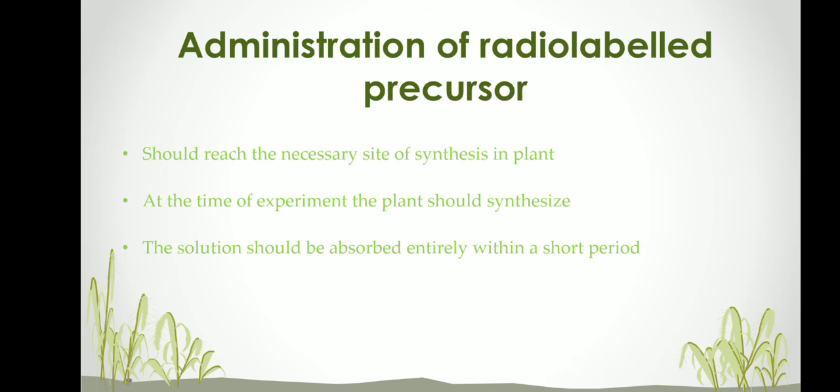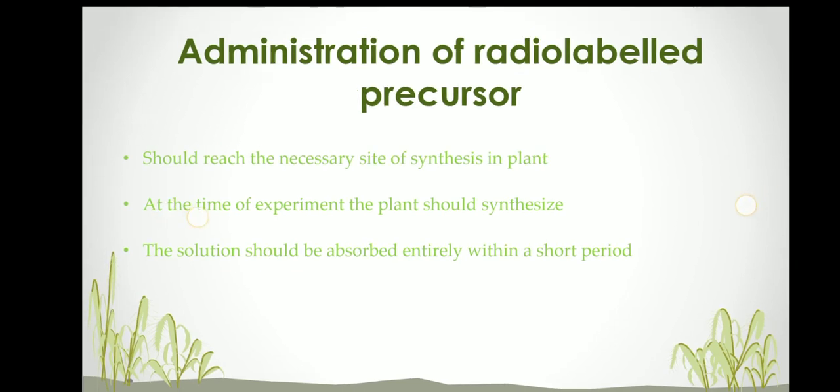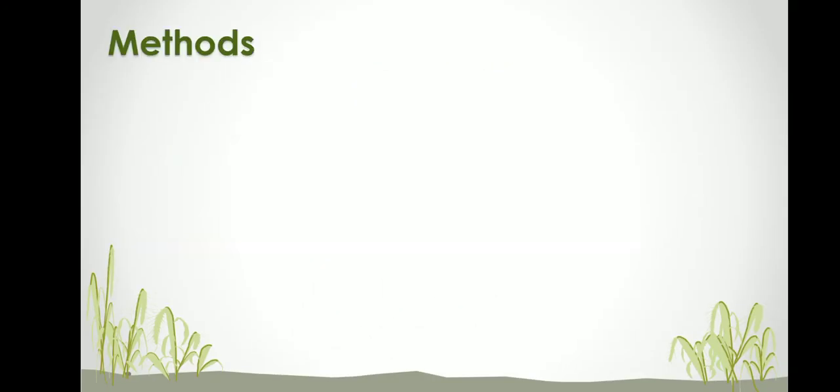So first step was preparation of radioactively labeled compound. Second one, administration of radio labeled precursor. So these are the precautions. Next, we can discuss about the various methods for this radioactive labeling. There is administration of radio labeled compounds. How we can administer the radioactively labeled precursor into the plant.